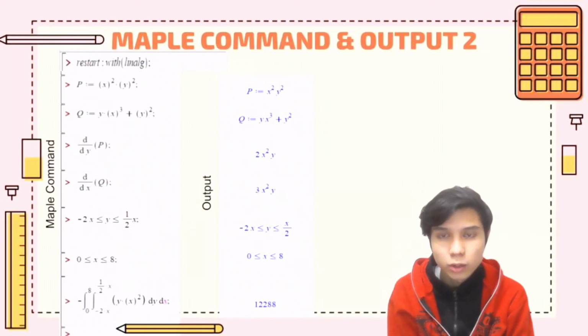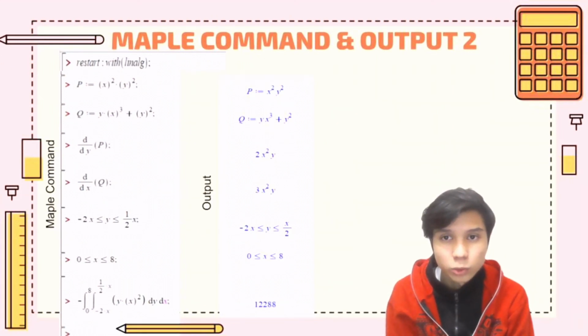will get x square y square. Then we assign Q into y times x cube plus y square and the output is yx cube plus y square. Next, we will differentiate P with respect to y and we will get 2x square y. After that, differentiate Q with respect to x and the output will get 3x square y.